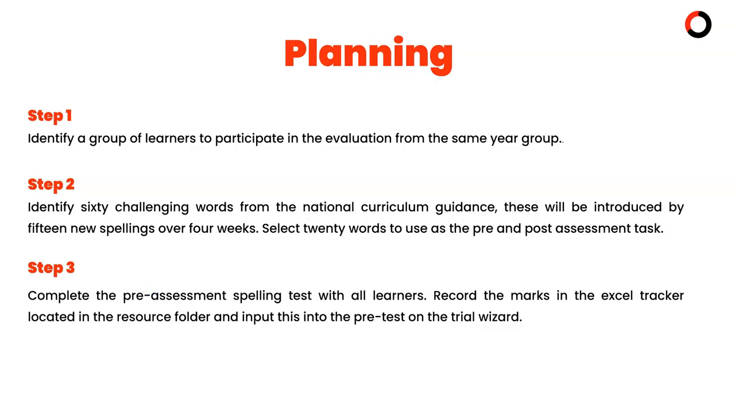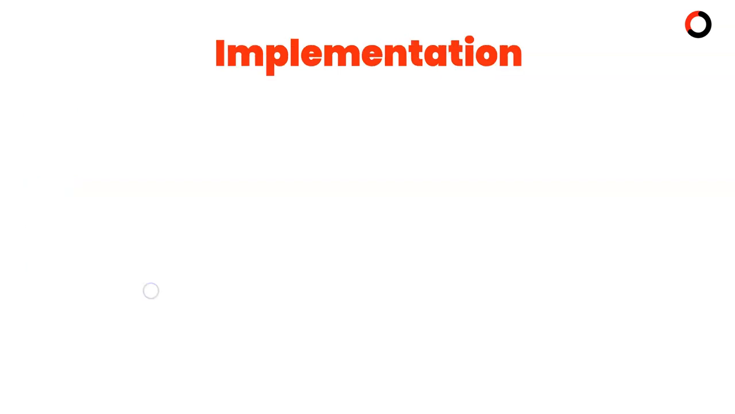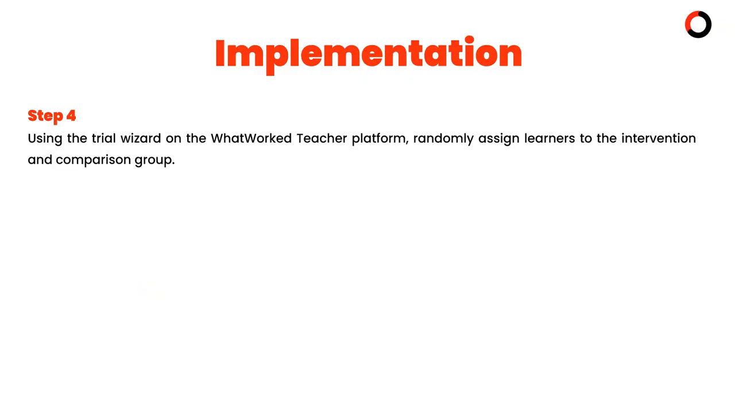Step 3. Complete the pre-assessment spelling test with all learners. Record the marks in the Excel tracker, which is located in the resource folder, and input this into the pre-test on the trial wizard. Step 4. Using the trial wizard on the What Word Teachers platform, randomly assign learners to the intervention and comparison group.